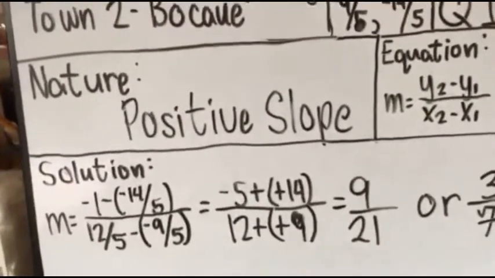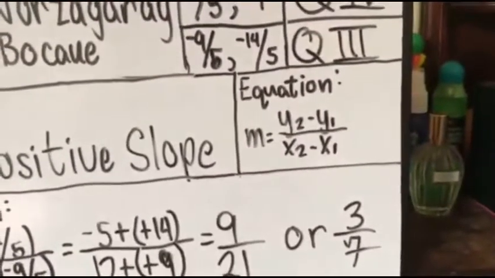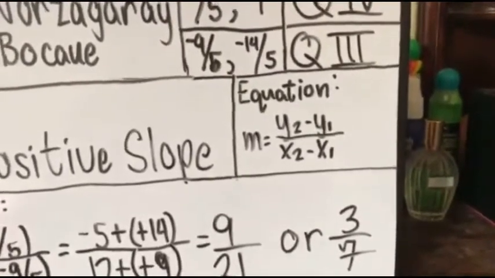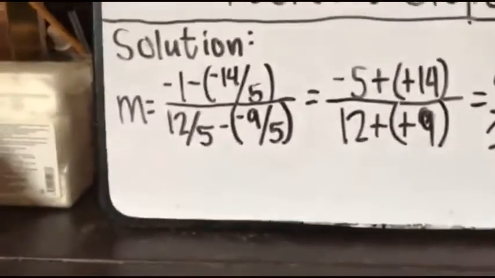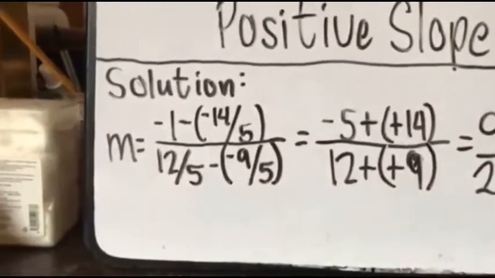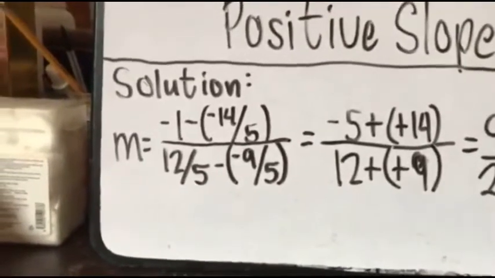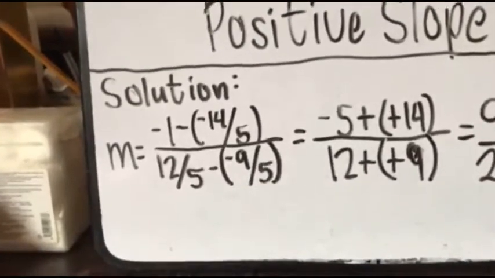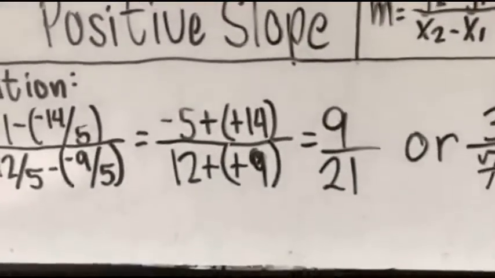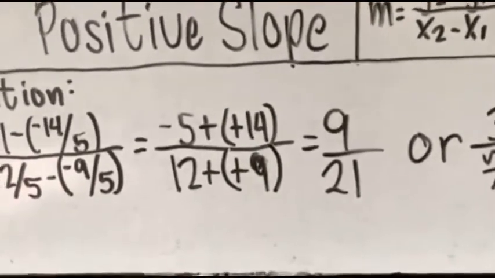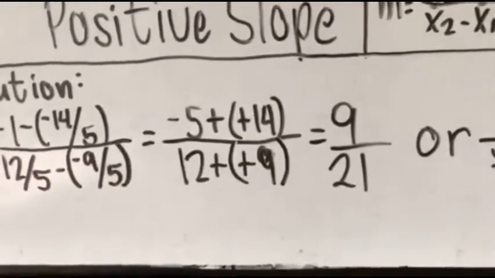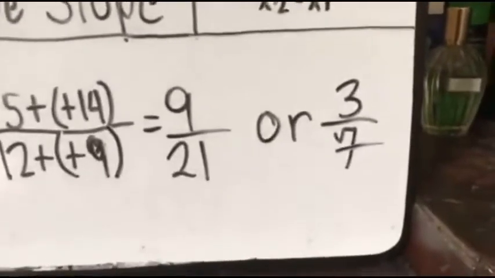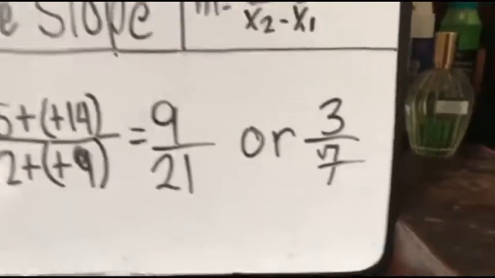The nature is a positive slope, and the equation we use for the solution is m equals y sub 2 minus y sub 1 over x sub 2 minus x sub 1. Solution. M equals negative 1 minus negative 14 over 5 over 12 over 5 minus negative 9 over 5. I notice it's a complex fraction, so we get the LCD and an answer. Then we got negative 5 plus positive 14 over 12 plus positive 9. We did keep change. That equals 9 over 21 or 3 over 7.